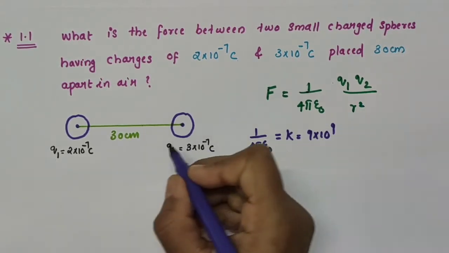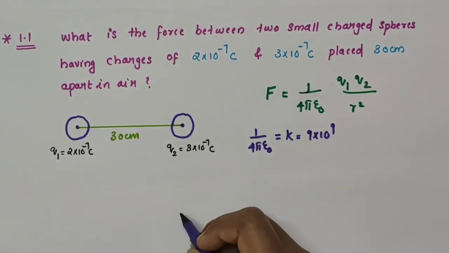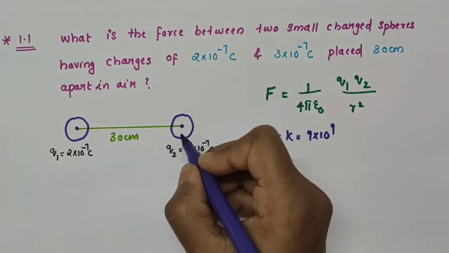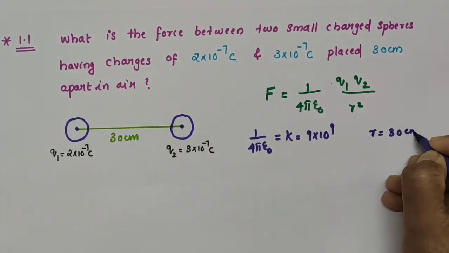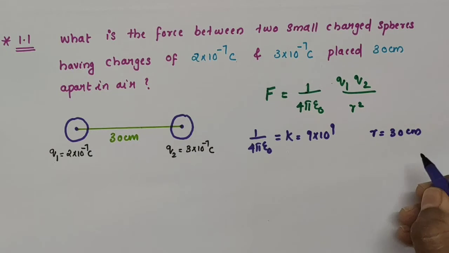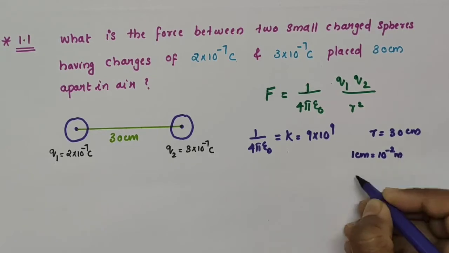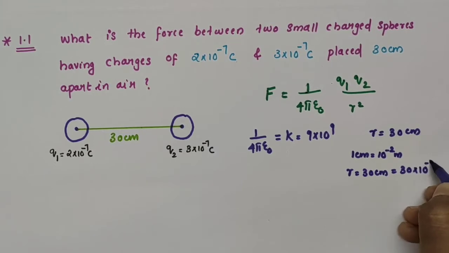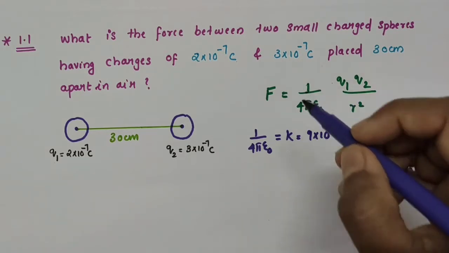Okay, then we have Q1 as 2 into 10 raised to minus 7 coulomb, Q2 as 3 into 10 raised to minus 7 coulomb. And here, this R is the distance of separation between the two charged spheres. So here that R value is 30 centimeters. But the SI unit of distance is meter, so we want to convert this centimeter into meter. We know that 1 centimeter is equal to 10 raised to minus 2 meter. So R equal to 30 centimeters will be equal to 30 into 10 raised to minus 2 meter. Now we just want to substitute these values in this expression.